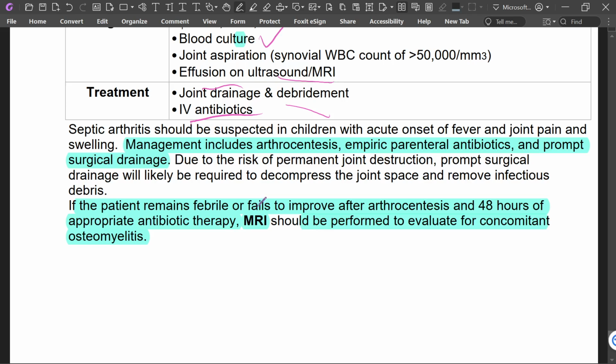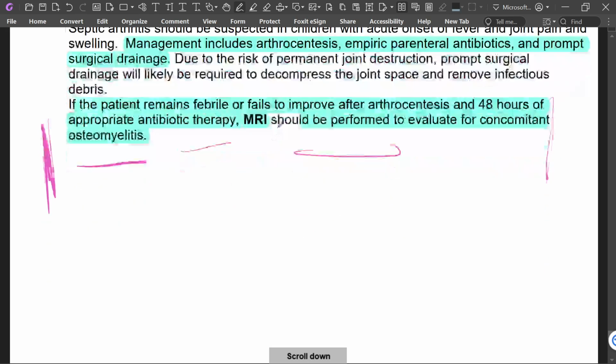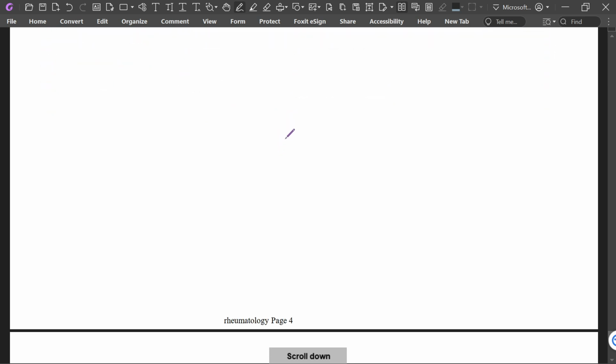If the patient remains febrile and fails to improve after arthrocentesis and 48 hours of antibiotic therapy, MRI should be performed to evaluate for concomitant osteomyelitis. This is very high yield. Arthrocentesis is done, and still the patient remains febrile even though you are giving antibiotics for 48 hours. Then you should do an MRI to look for concomitant osteomyelitis.